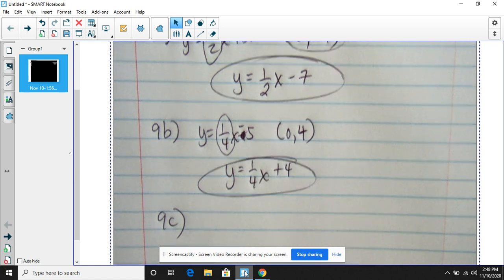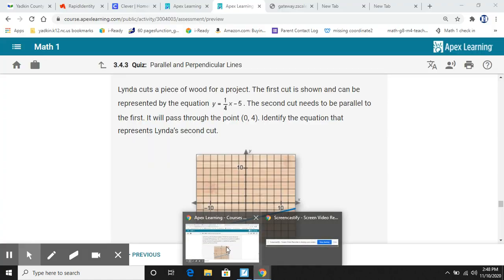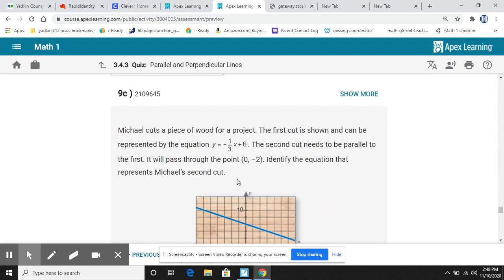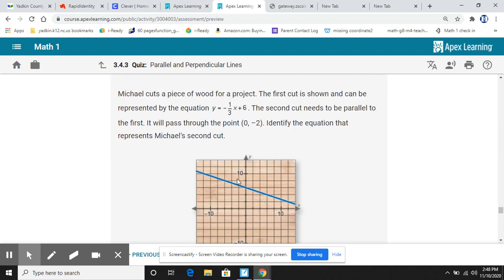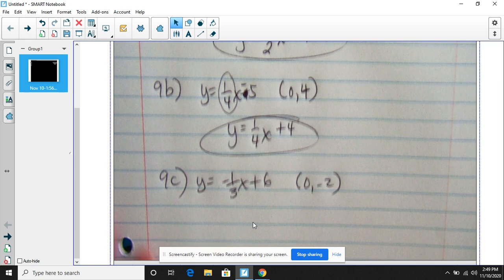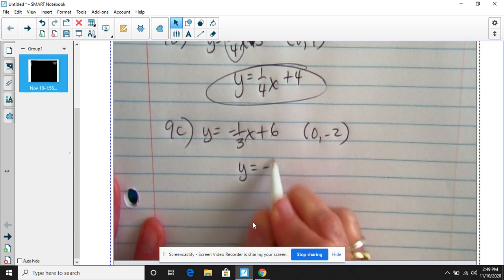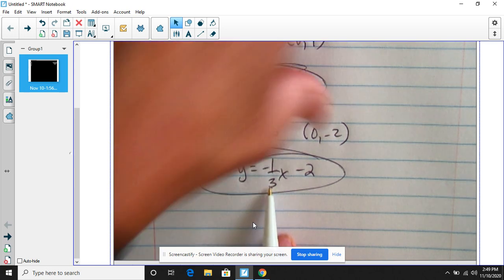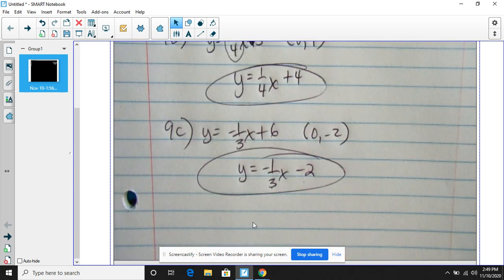Okay, for 9c, sorry, that looks a little sloppy. 9c, the equation is y equals -1/3 x plus 6. The point you go through is 0, -2, and luckily it is also a y-intercept, so you can just write your equation here. Y equals -1/3 x minus 2, because they have the same slope, and that is your y-intercept.